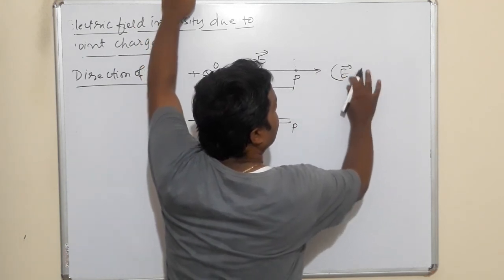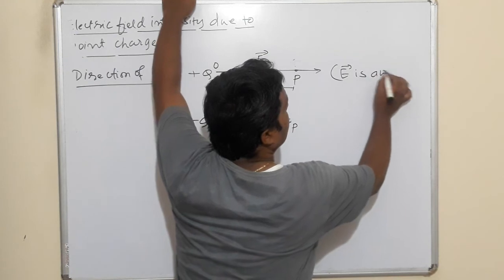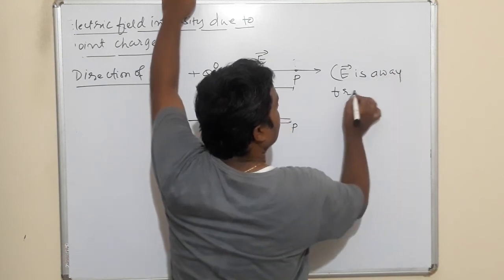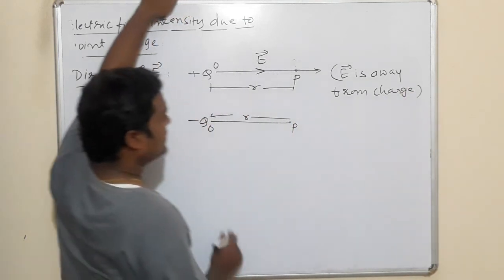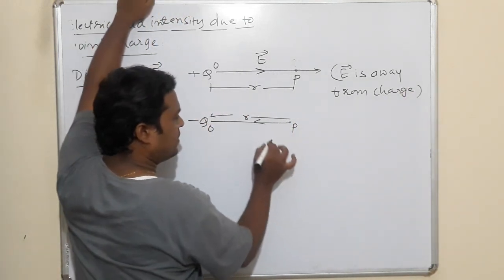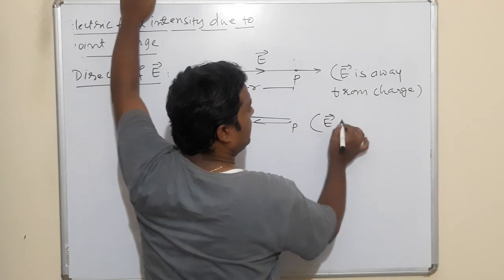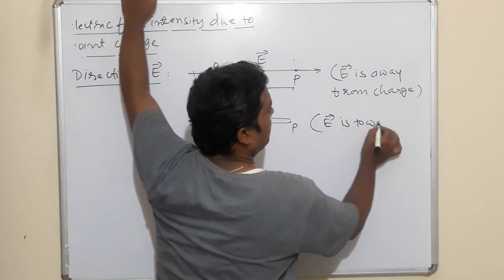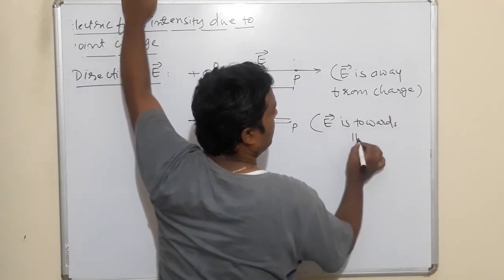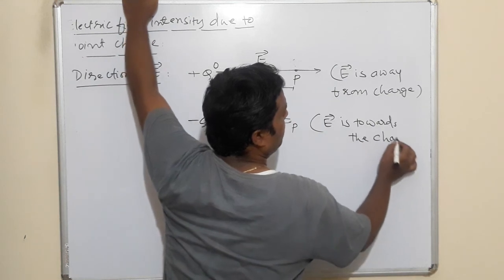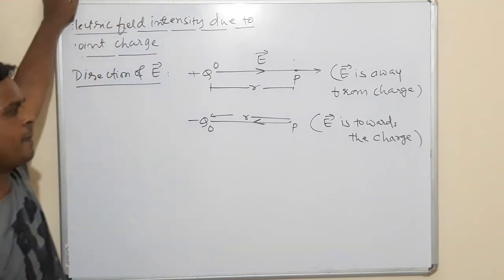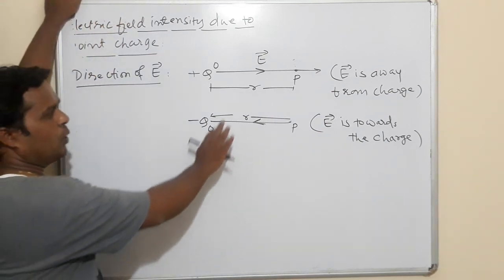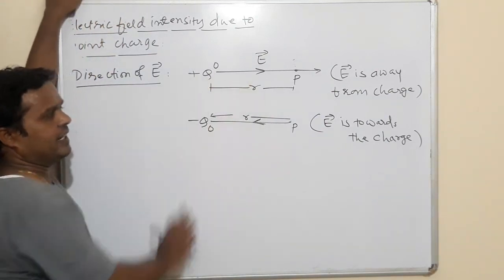The field is away from the charge. If it is negative charge, E is towards the charge, like this. Okay, this is the electric field due to a point charge with its direction.